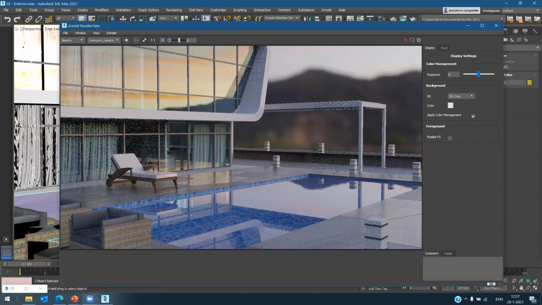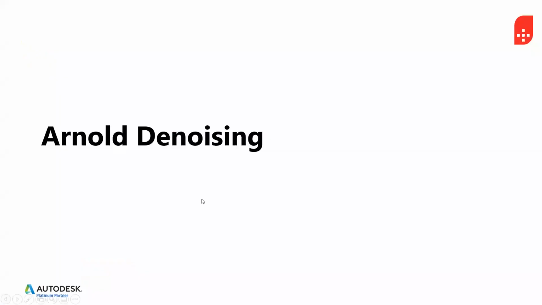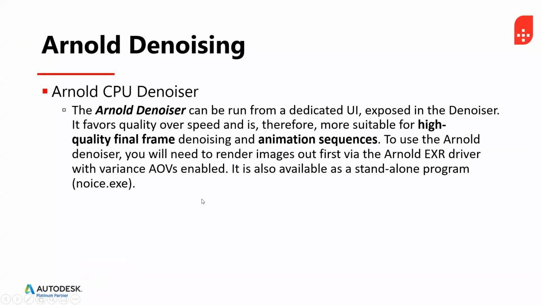Okay, and the final part is denoising. So if you have a lot of noise, very specifically on interiors, you can benefit from the CPU denoiser. The CPU denoiser is just a post-processing effect. So if you have a lot of noise, you render the image, you save it with noise, and Arnold will clean it up for you based on your CPU.